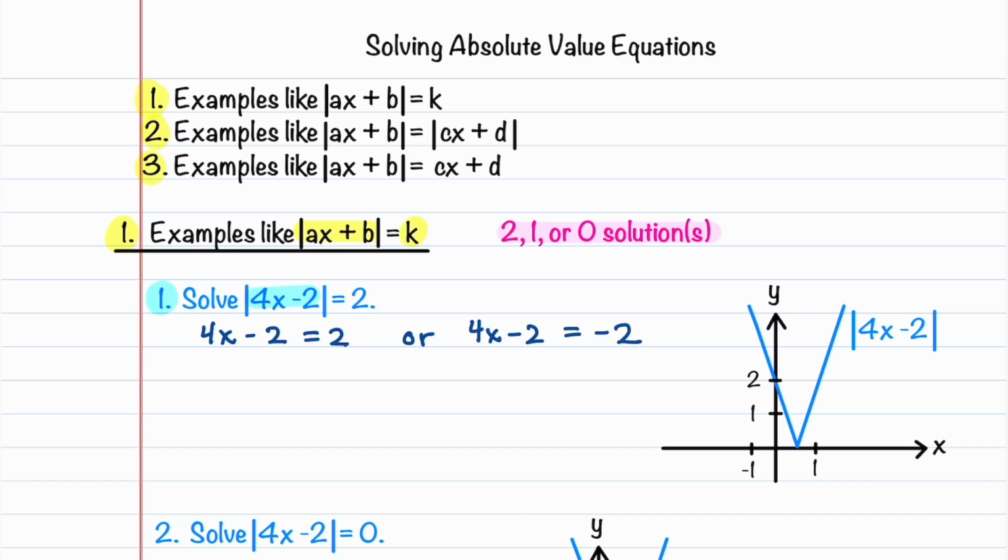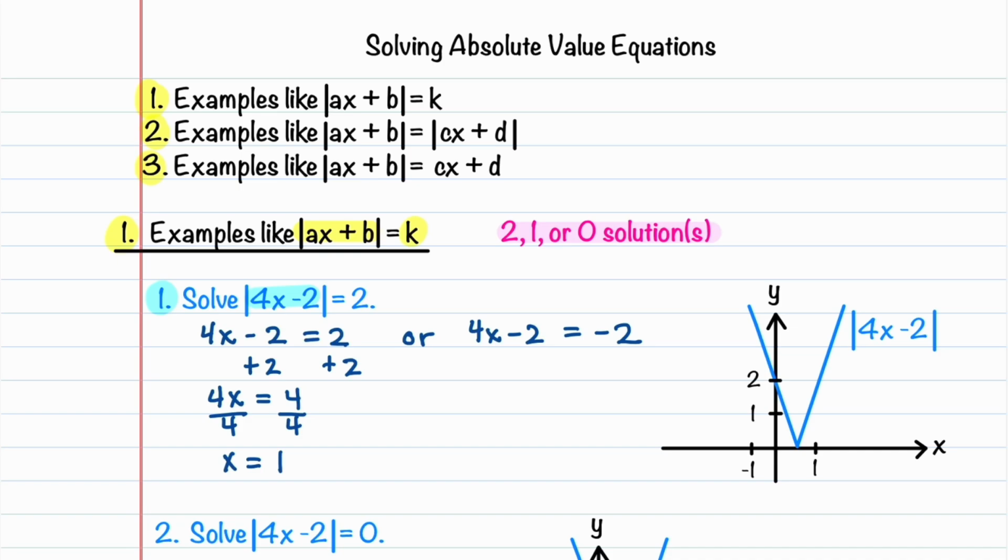Let's now work on our left-hand equation. We're going to solve for x, so let's take our constant to the right. So we add 2 to each side of our equation, and that gives us 4x is equal to 4. And then we're going to divide each side of our equation by 4. So we get the solution x is equal to 1.